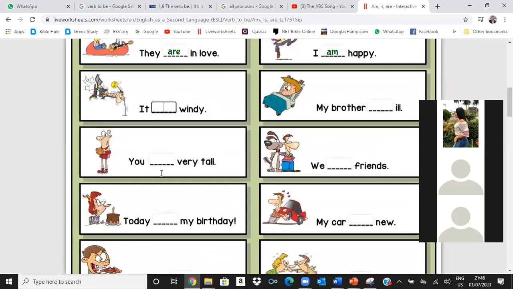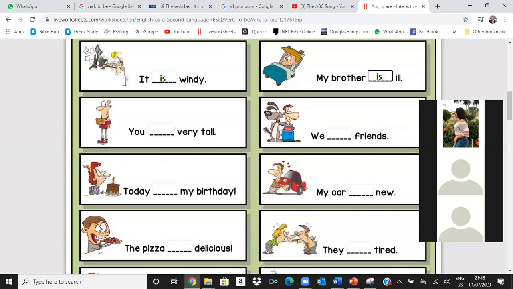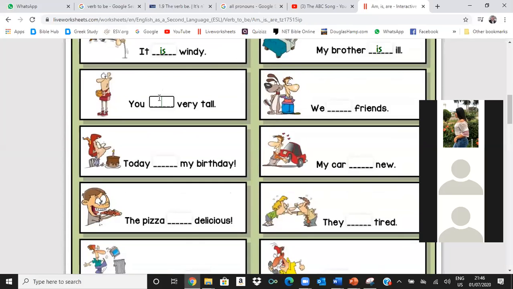What about this one? It is windy. What is windy? Mucho viento, right? What about this one? My brother is ill. Ill is enfermo. My brother is ill. Very good. What about this one? You blank very tall. You are very tall. We blank friends.